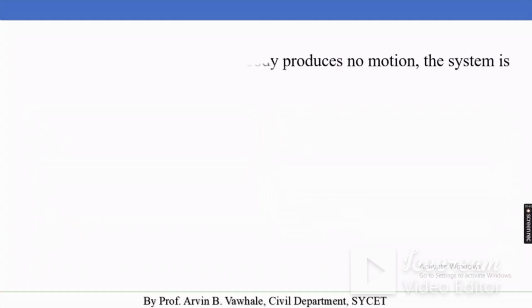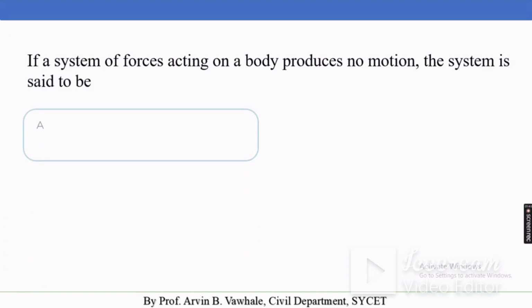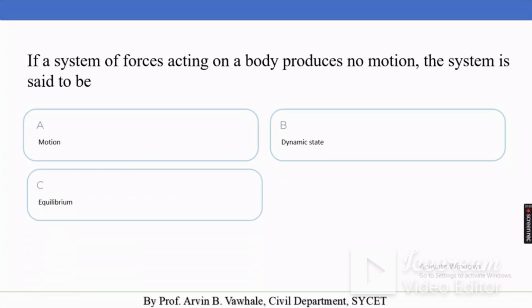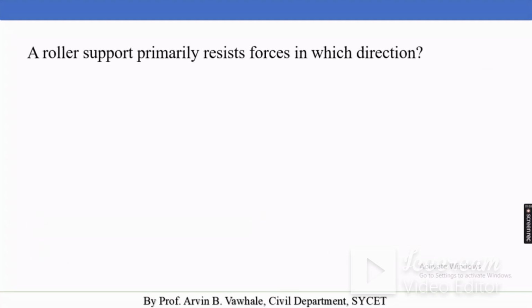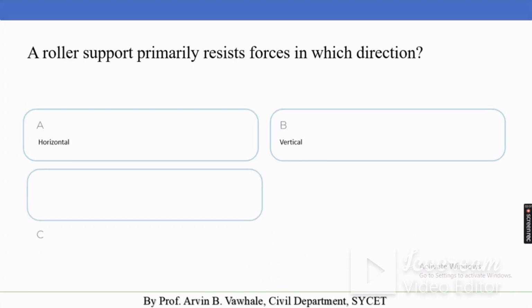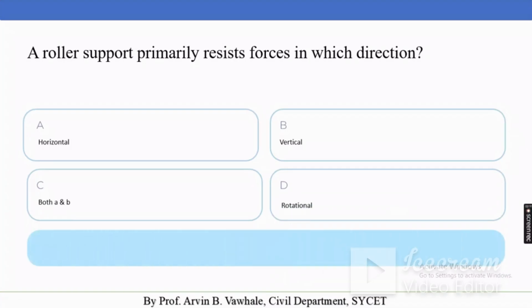3. If a system of forces acting on a body produces no motion, the system is said to be A, motion. B, dynamic state. C, equilibrium. D, inertia. The answer is option C, equilibrium. 4. A roller support primarily resists forces in which direction? A, horizontal. B, vertical. C, both A and B. D, rotational. The answer is option B, vertical.